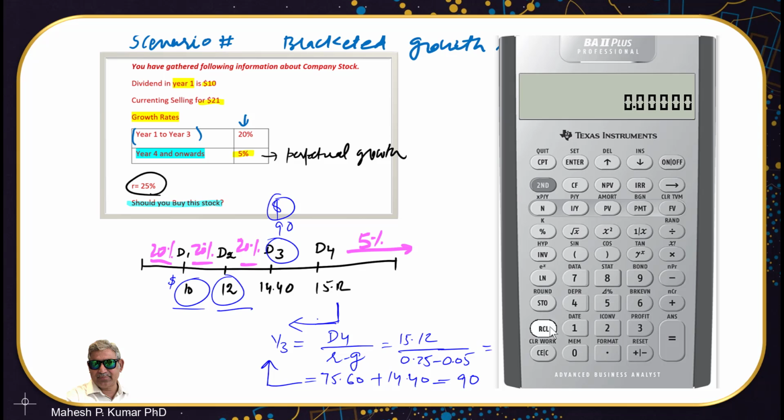So recall 1. This is the value of the share and it is currently trading at $21. So it is undervalued, by $40.76. So this stock makes a good buy today.